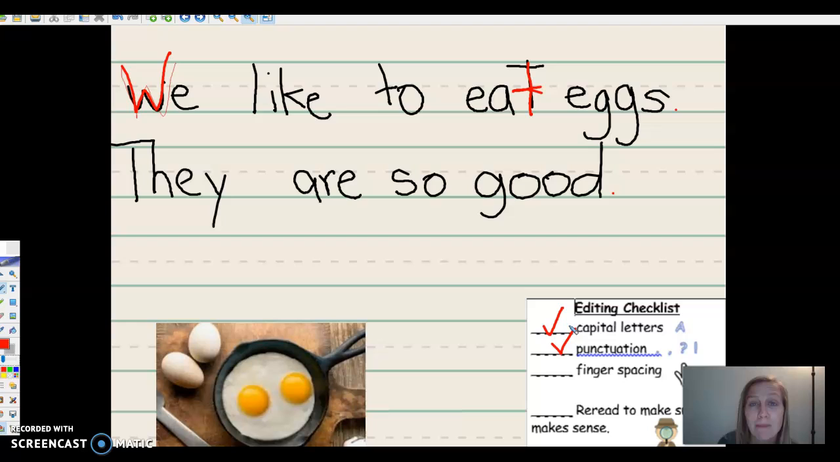Now let's check for finger space between all of my words. We like to eat eggs. They are so good. Spaces are between all my words.